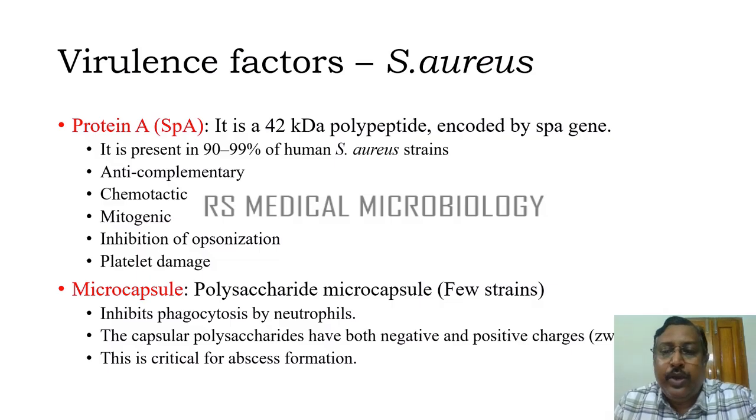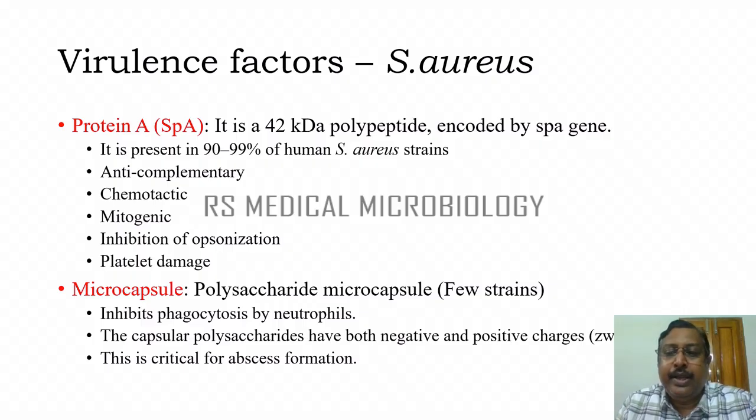We have a very important one, that is protein A, which is a 42 kilodalton polypeptide. It basically acts against the complement. It is chemotactic, it allows for mitogenicity, inhibits opsonization, and causes platelet damage. Few strains can have what is called a microcapsule. This inhibits phagocytosis by neutrophils, and it is zwitterionic, that is both negative as well as positive charges, which is very important for abscess formation.